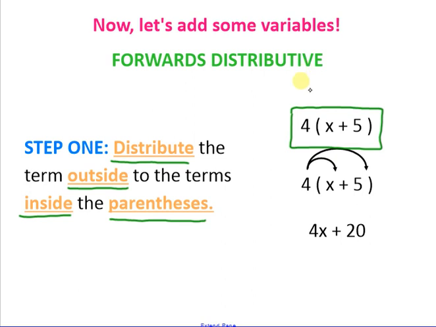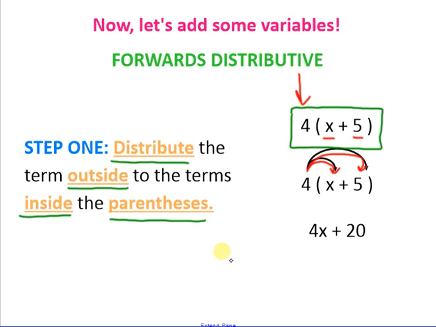So in this case, what number is on the outside? 4. What are the two terms on the inside? X and 5. So the 4 is going to distribute to the x first, and it's going to distribute to the 5 second. Now, when you multiply 4 times x, you don't know what x is. And so it's not like multiplying 4 times 2 and you know that the answer is 8.